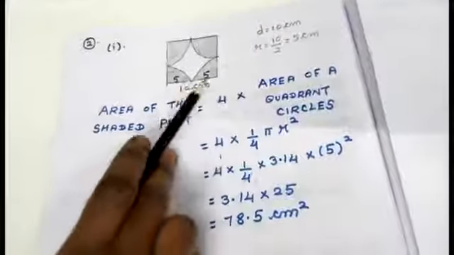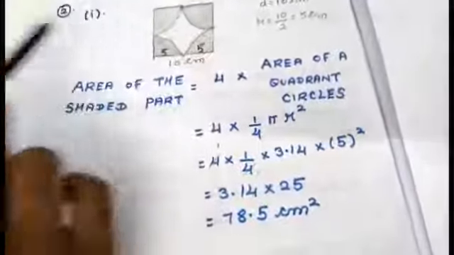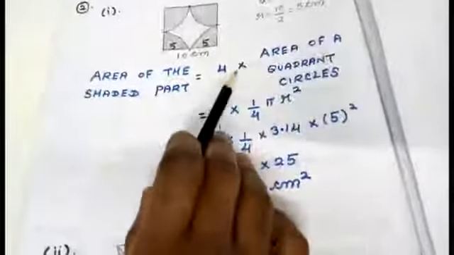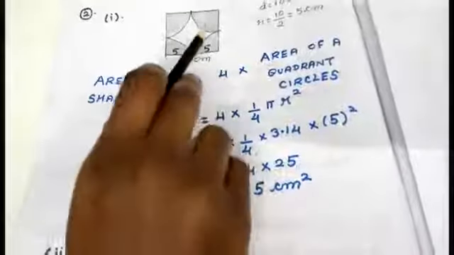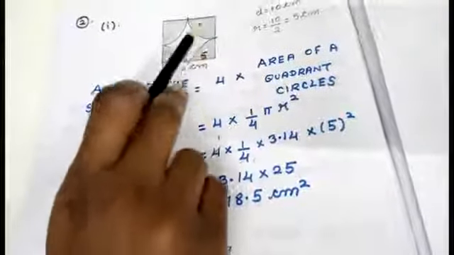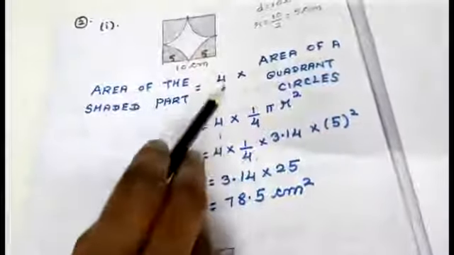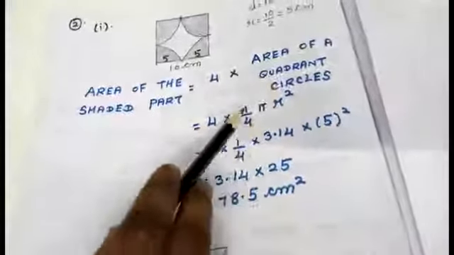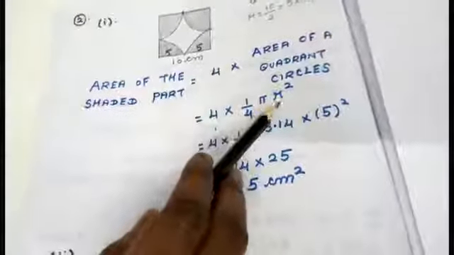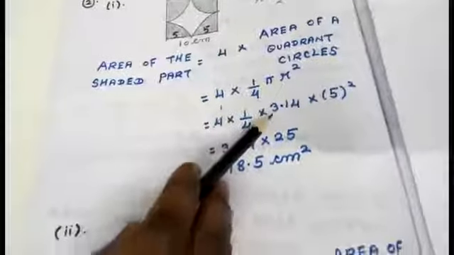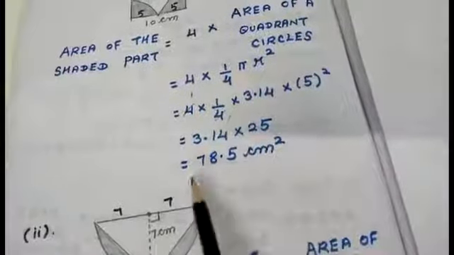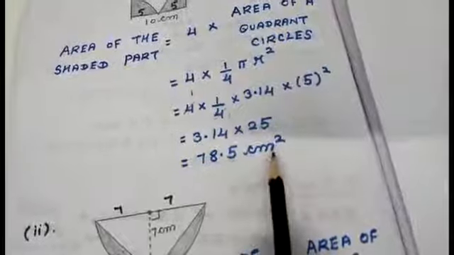This 10, I am going to split like this, students. That is, for each part, I will be getting it as 5. So the area of the shaded part is equal to 4 into the area of a quadrant circle, because I have 4 quadrant circles, 1, 2, 3, 4. The area of a quadrant circle is 1 by 4 pi r square. Here I am going to give the value for pi as 3.14. Radius r square is 5 square. You are going to calculate here, students. You will get the answer as 78.5 centimeter square.